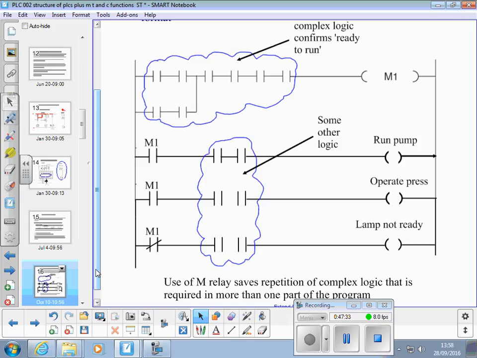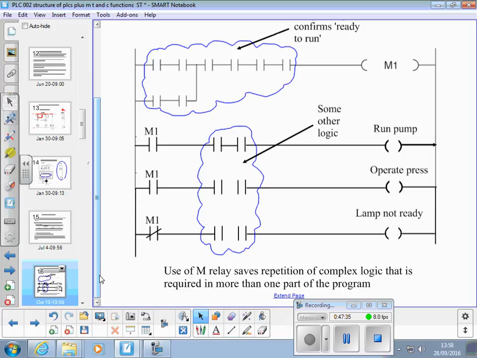So, use of M relay saves repetition of complex logic that is required in more than one part of the program. Okay? So you're probably going to find that you'll have a need to, at least at some times, use internal relays for complex logic. Yeah?